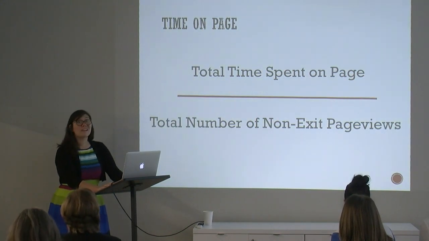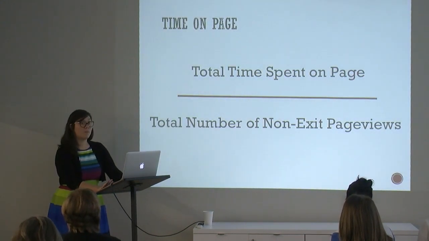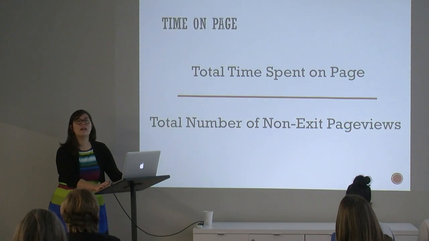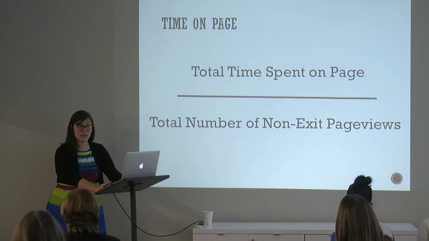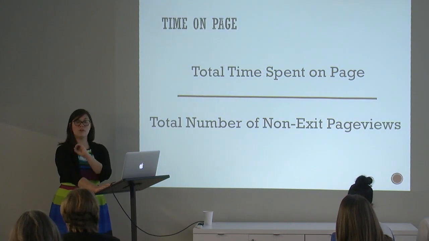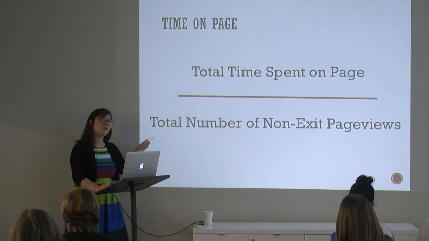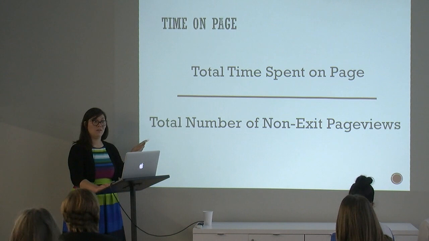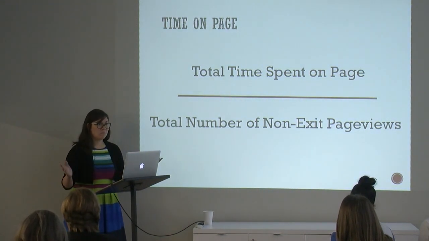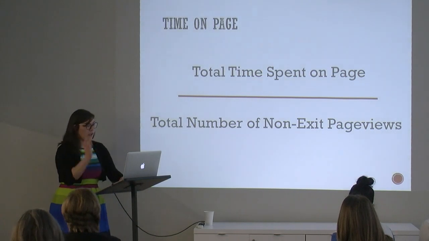So time on page is actually calculated as the total time spent on the page divided by total number of non-exit page views. So if a person exited your site from a page, they don't know how long they spent on that page. So it's all 0. But they actually don't include them in this time metric, which is completely opposite of time on site. Does not make any sense.